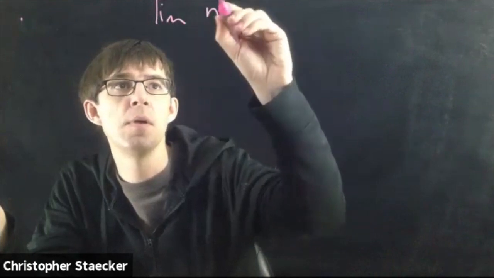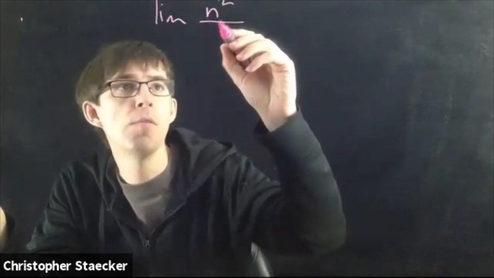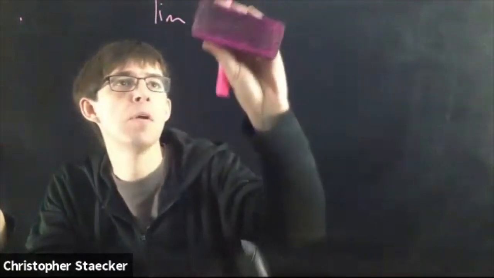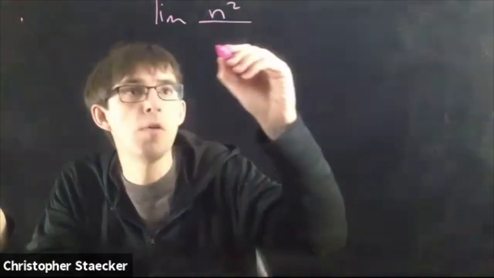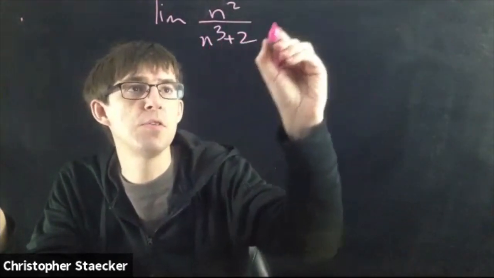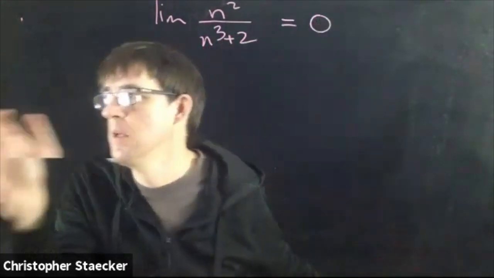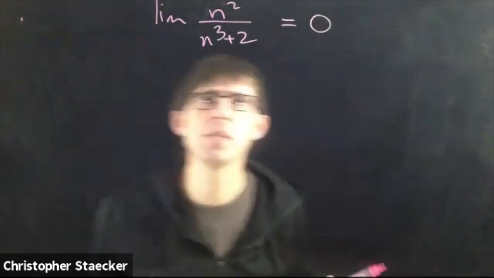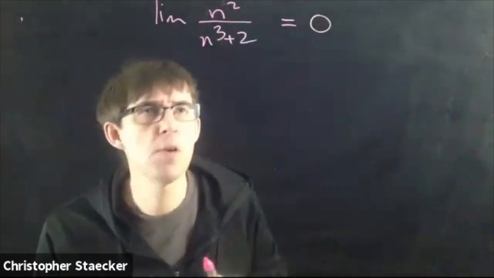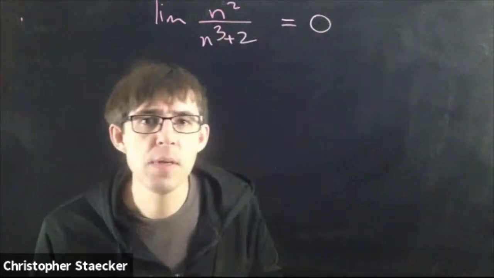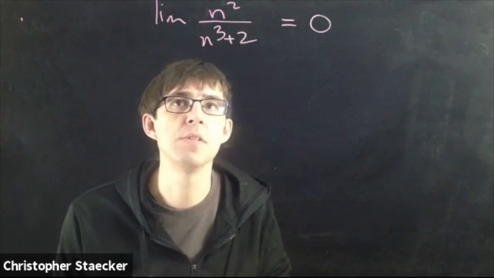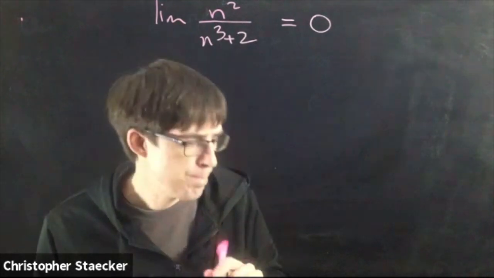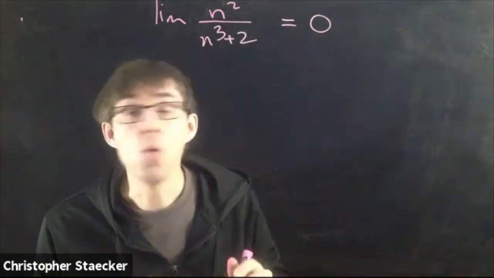I want to show that the limit of n squared over n cubed plus 2 is 0. I was going to ask you to say, what's the limit? Remember from calculus, I hope, when the power in the denominator is bigger, then the limit of this type of thing is 0. So what are we going to do?